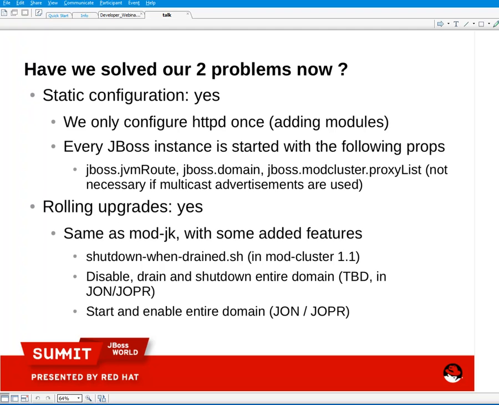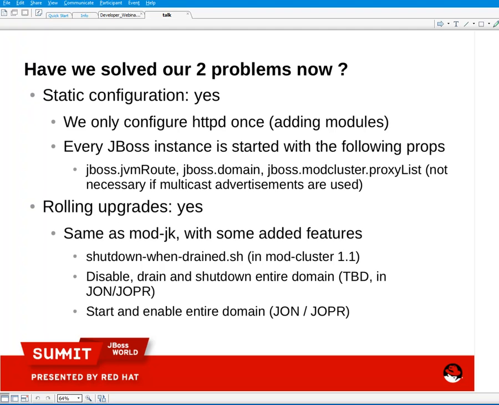Potentially a JBoss JVM route. This is in the demo. This was generated dynamically using a UUID. A JBoss domain. This was hard-coded for EC2. It was called EC2 domain. For GoGrid, it was called GoGrid domain, and for Rackspace, it was called Rackspace domain.